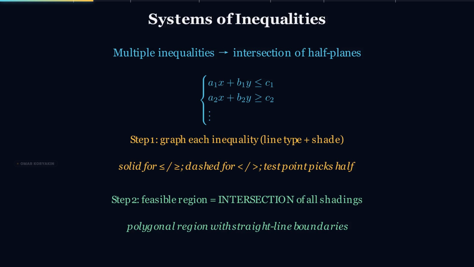Step 2 is identify the intersection of all the shadings. The feasible region is the area covered by every inequality's shading simultaneously, which means it must be inside every individual half-plane. Visually, the feasible region is the darkest shaded portion of the plane after layering all the half-planes. Geometrically, the feasible region is a polygon when the boundaries are line segments with straight line sides corresponding to the boundary lines of the inequalities.